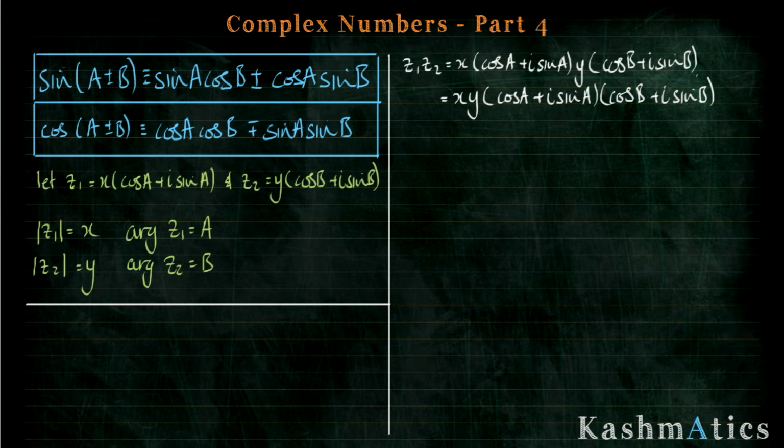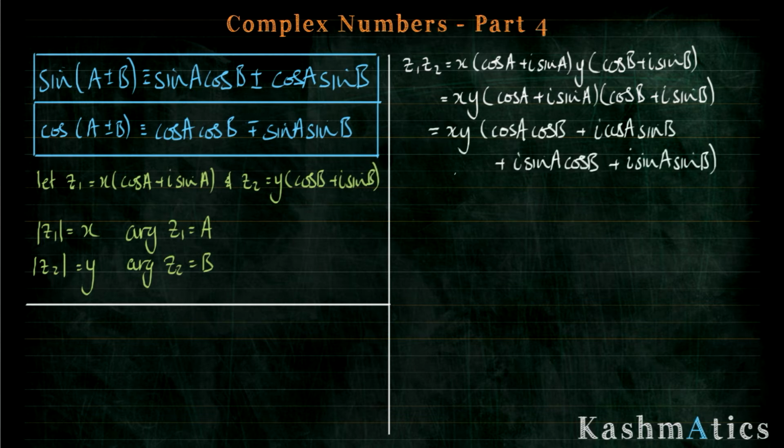To save a bit of time, I've just gone ahead and written Z1 multiplied by Z2 here at the top right. So that would be x brackets cos A plus i sine A multiplied by y brackets cos B plus i sine B. Because all these things are multiplied, it doesn't matter what order I write them in. So I've written them as xy, and then I've written the trig bits at the end. And what I'm going to do is expand those brackets and see what we get.